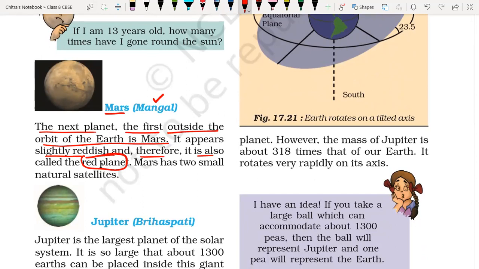Why does it appear like the red planet? Because it is rich with iron. Iron is present in the form of iron oxide, Fe2O3, which is nothing but brown-red rust. That's why that planet is covered by Fe2O3 dust. That's why it appears red, and hence it is called the red planet. Mars has two small natural satellites.